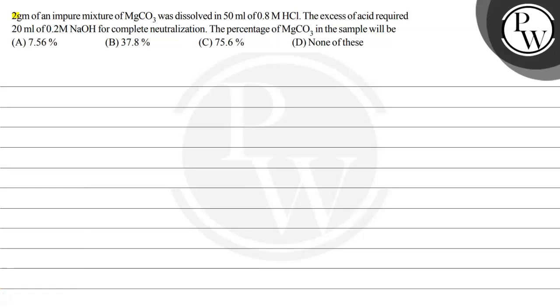So the question says 2 grams of an impure mixture of MgCO3 was dissolved in 50 ml of 0.8 molar HCl. The excess of acid required 20 ml of 0.2 molar NaOH for complete neutralization. So the percentage of MgCO3 in the sample will be, and we have 4 options over here. So the key concept over here is the concept of chemical equivalence.